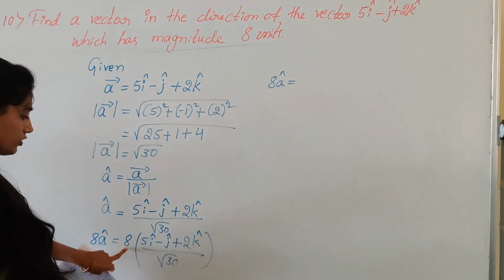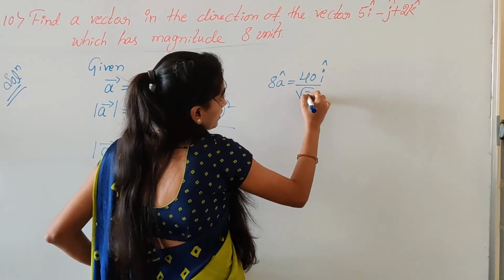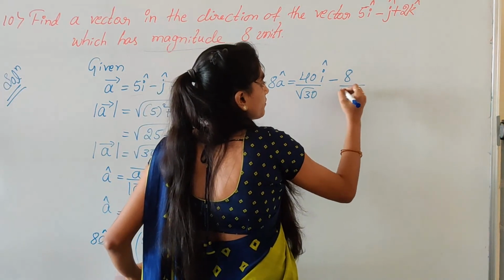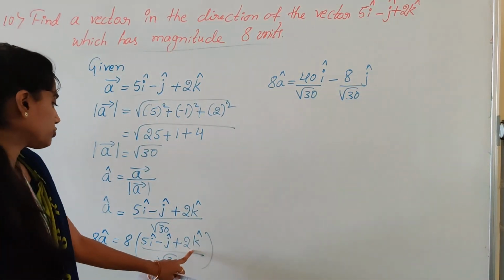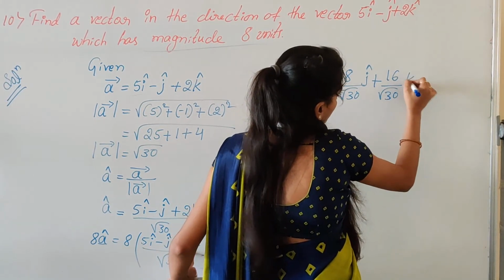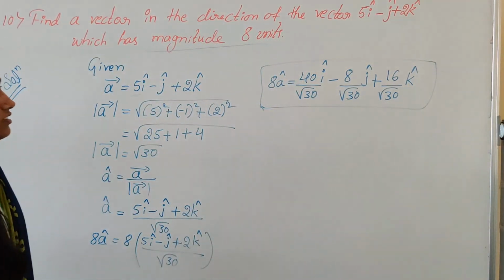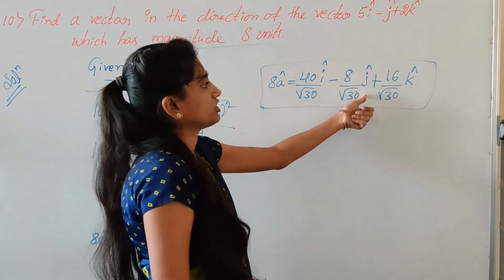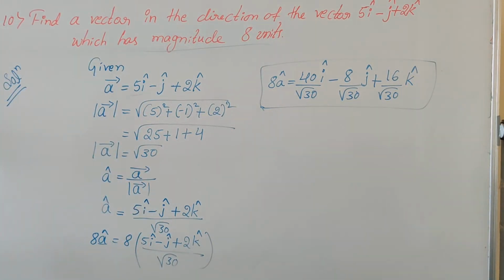That is equal to 8 into 5 is 40, so 40 i cap divided by root 30, then minus 8 divided by root 30 j cap, then 8 into 2 is 16 divided by root 30 k cap. So this is the answer: the vector is equal to 40 by root 30 into i cap minus 8 divided by root 30 into j cap plus 16 divided by root 30 into k cap. The next one.